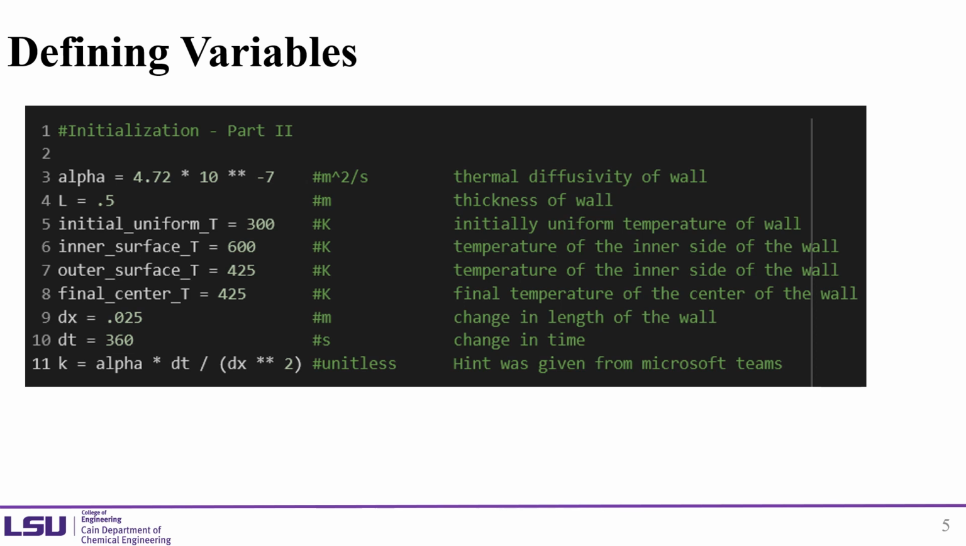The next step is initializing the variables given in the problem statement. I inputted the givens into Python and added dx, dt, and k into it. The bottom 3 lines of code are variables that were not given and that I had to come up with. The dx is the change in length going into the wall, the dt is the change in time, and k is a variable that was given as a hint that will be used later on in the code.